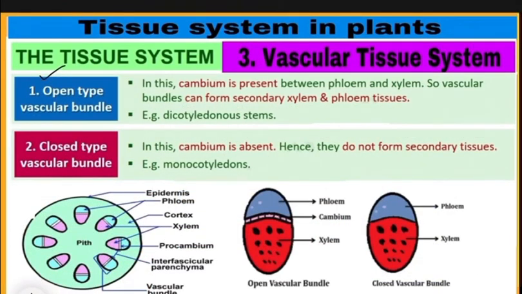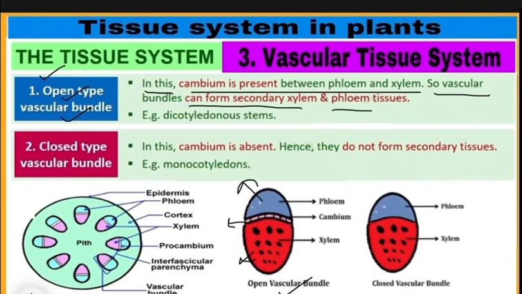Number 1, open type vascular bundle. In this, cambium is present between phloem and xylem. You can see the diagram. This is phloem, this is xylem and between phloem and xylem cambium is present. This is the open vascular bundle. So these vascular bundles can form secondary xylem and secondary phloem tissues and these are found in dicotyledonous stems.